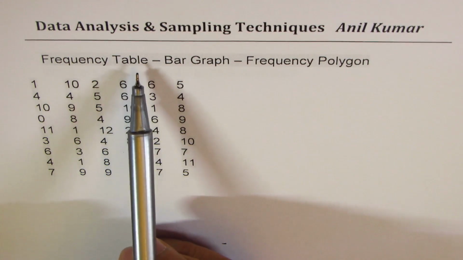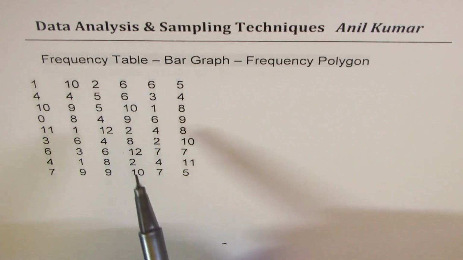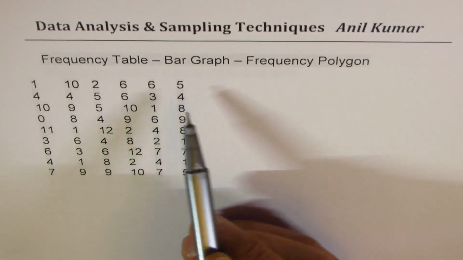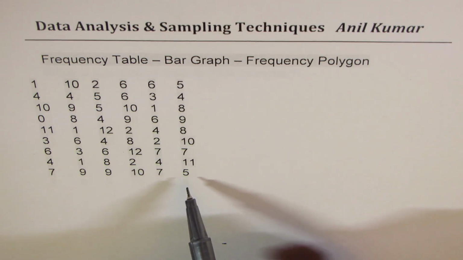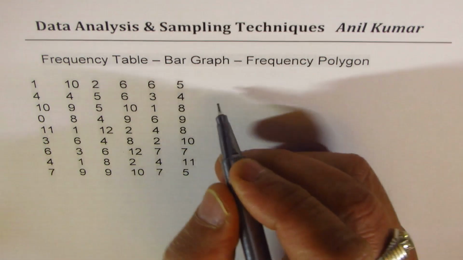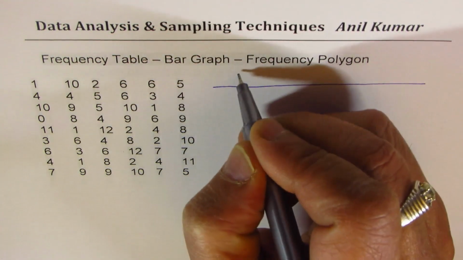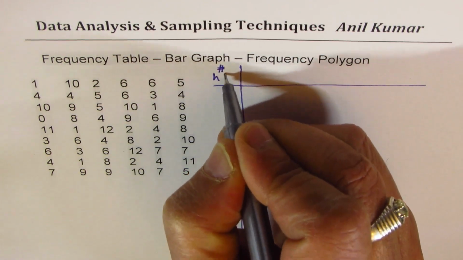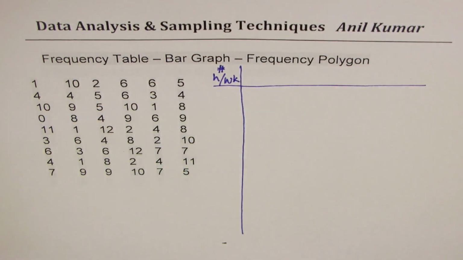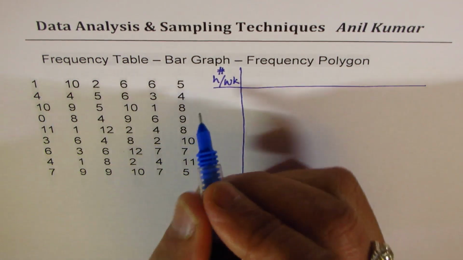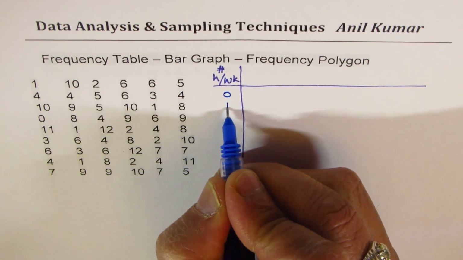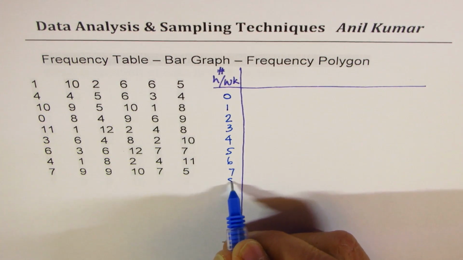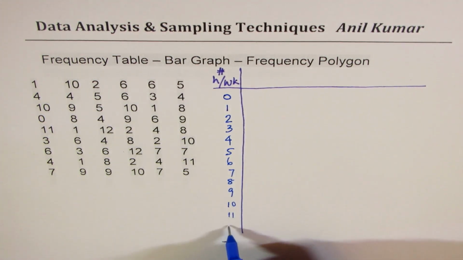Now before making a frequency table, we need to make a T chart, right? So we have our data here, which represents the number of hours per week the students are using for their homework. To make a chart, let me write down on the left side number of hours. The number of hours are from 0 to 12, so let me write down the numbers 0 to 12: 1, 2, 3, 4, 5, 6, 7, 8, 9, 10, 11, and 12.